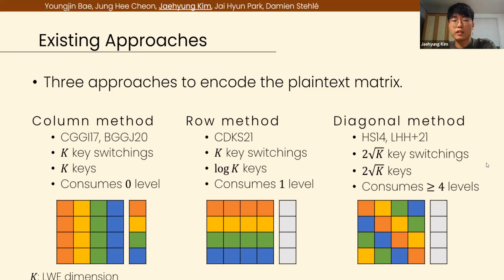And in terms of number of keys, the column method has the largest number of keys with k keys, and diagonal method is next with 2 square root of k keys. And finally, row method has log k keys. So at this stage, you might think that column method could be unpreferable because it is bad at number of key switchings and number of keys. But it turns out that it is the most preferable one because it consumes 0 level during ring packing. I will be explaining this in detail in the next slide.